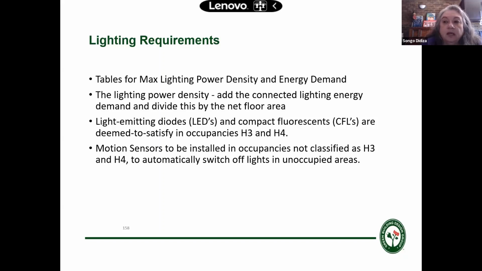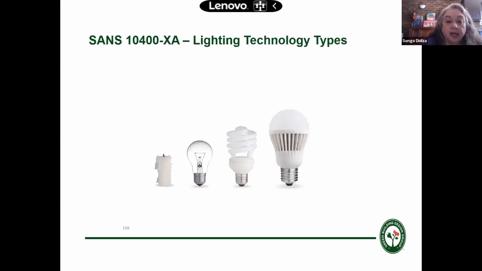And this would be in corridors, in meeting rooms, in bathrooms, in places where people don't sit all the time, but when they're in there, the light must go on. And so the new 10400XA mandates that motion sensors must be put into unoccupied areas. So this is the lighting technology.